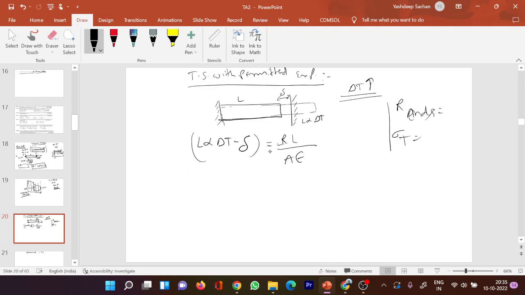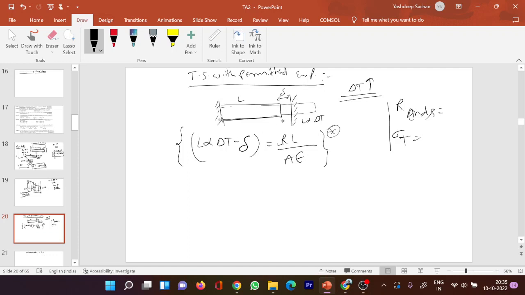Whenever a thermal stress type of problem comes, first you have to draw the simple case. Then take L alpha delta T, and take care whether it is decreasing or increasing. If permitted expansion is there, then take that and simply solve the problem. Do not learn the formula here. If we go with learning formulas, then the question will never be solved. So simply with the basics we will go.